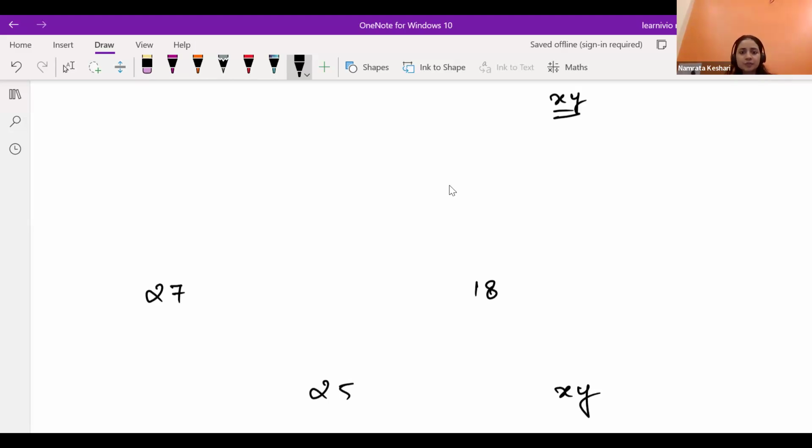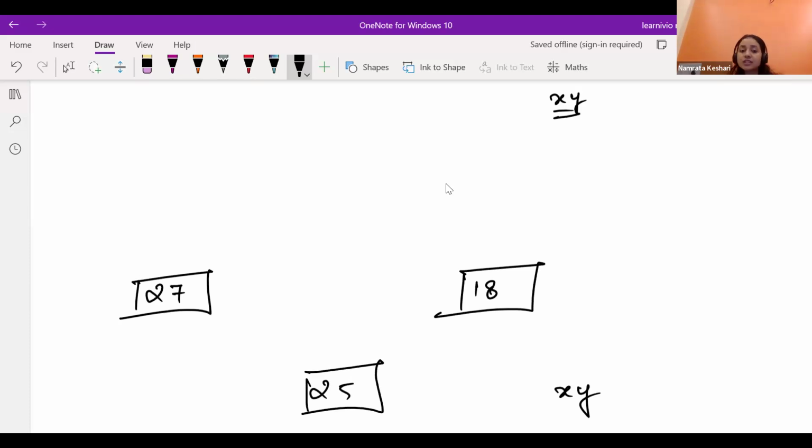Yes or no? Yes, ma'am. But let me tell you, please don't assume like this. Because here 27 is clear. It is 27. Here 18 is clear. It is 18. Here 25 is clear. We will call it 25 only.